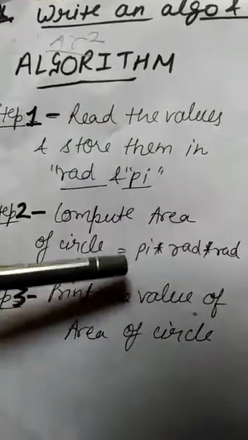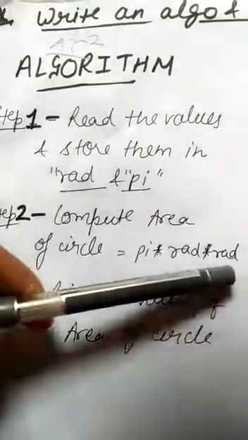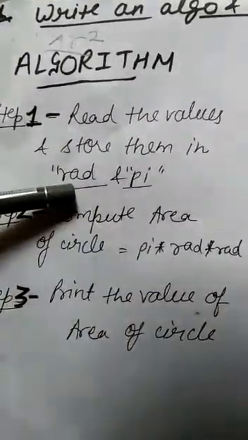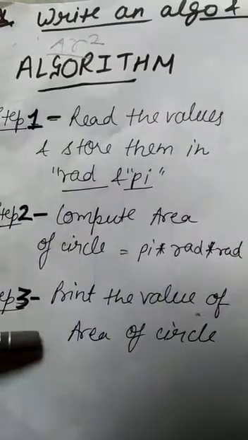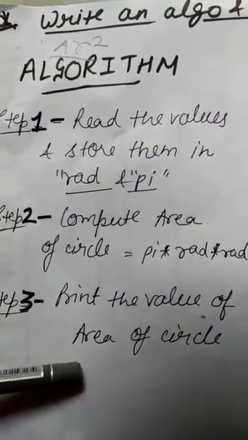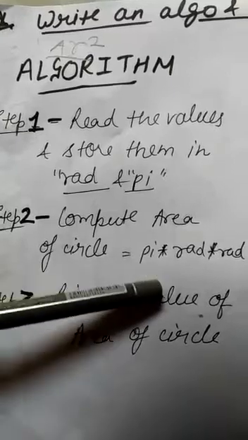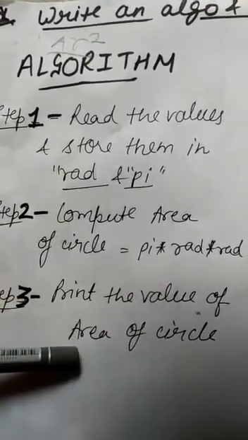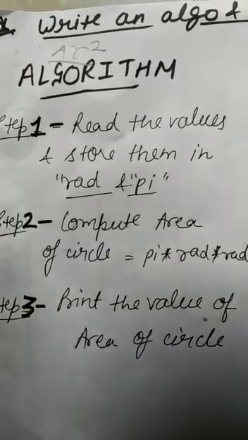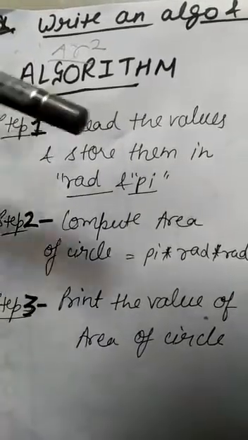So we will write it in this form: pi into r, meaning rad into rad, meaning radius into radius, because we have taken radius as rad. Now step 3 will be, it will print all the values and the area of circle. Whatever the area of circle we get after calculating this formula, it will get printed. So I'll tell you now how to draw the flowchart of this algorithm.